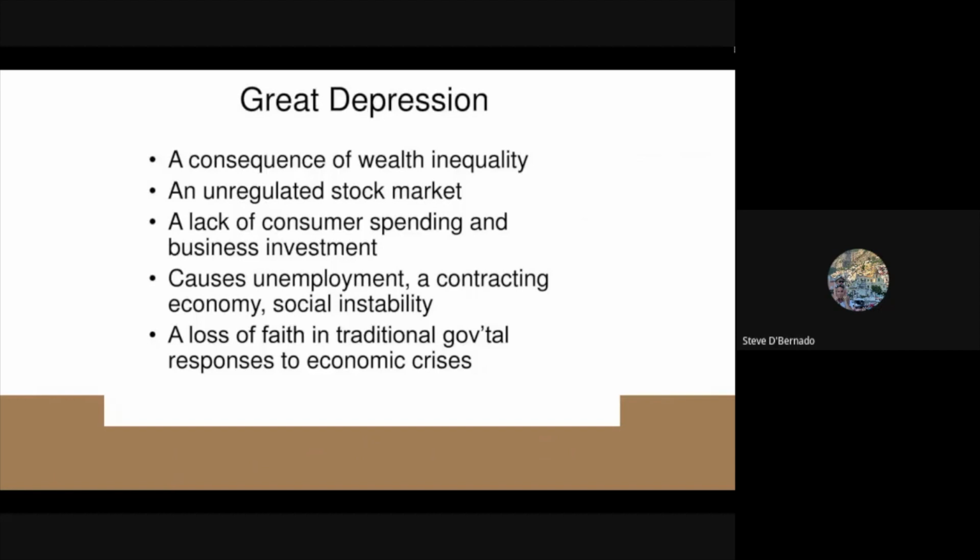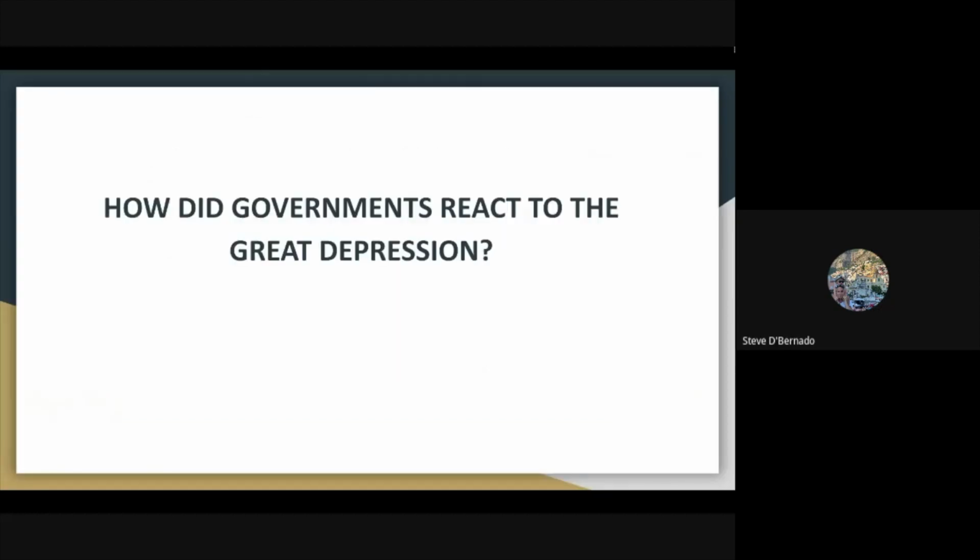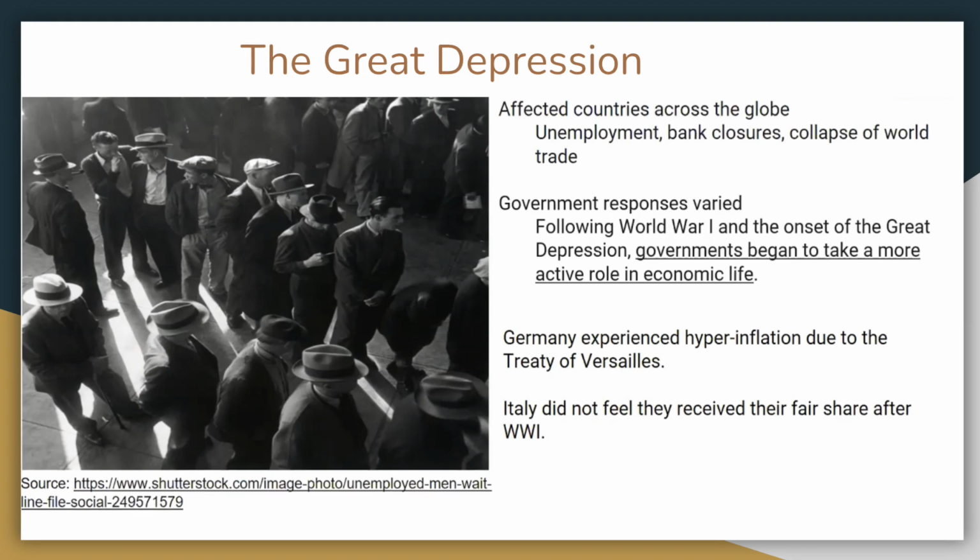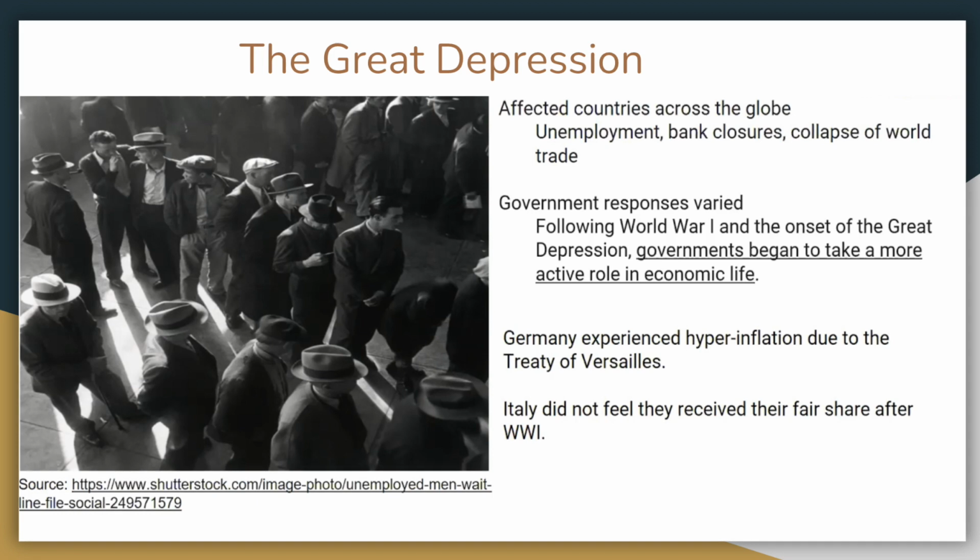It caused unemployment, a contracting economy, it gets smaller, social instability, a loss of faith in traditional government, and major responses to economic crises. So now, how do governments around the world respond to this global economic depression? We're on slide 10. So the government responded to the Great Depression in a variety of ways, okay?